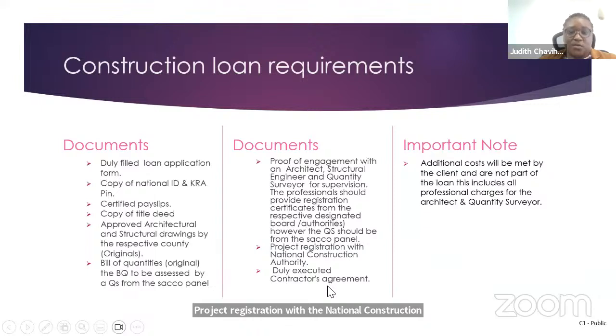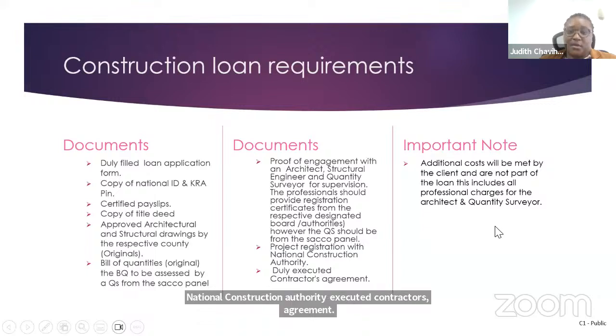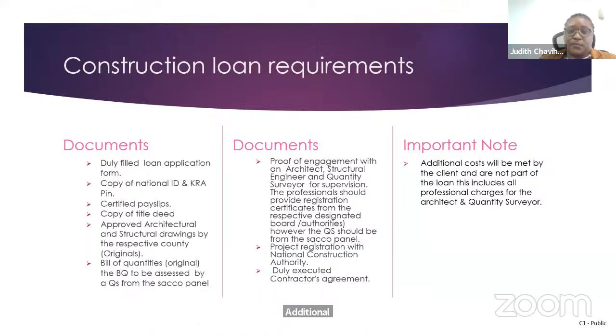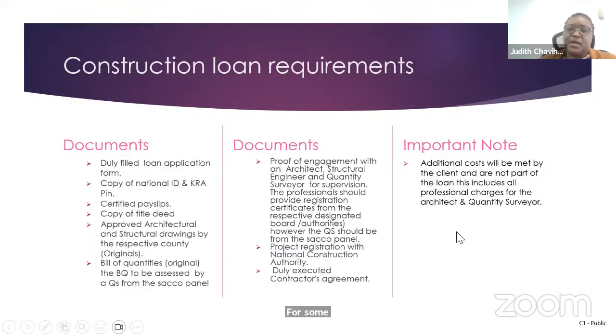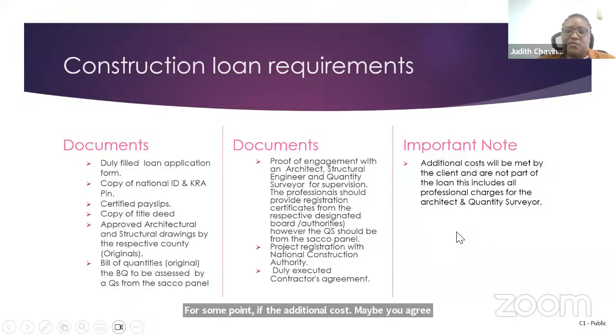Duly executed contractor's agreement. Additional costs are borne by the clients. So for example, if you agree on the BQ of 10 million, but there are some adjustments you'd like to make that may inflate the costs, we'll have our QS write a report on that, and you also give us a plan on how you're going to pay the extra amount, but not out of pocket. But we also allow an additional loan, subject to eligibility, but on a different product, not the mortgage itself.